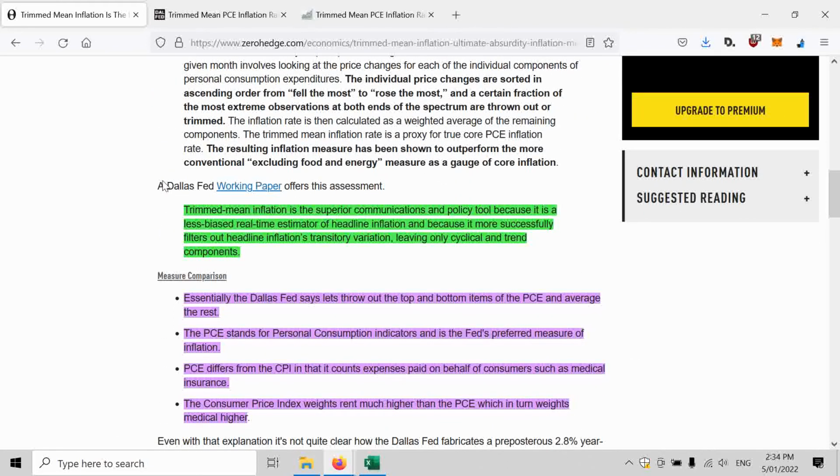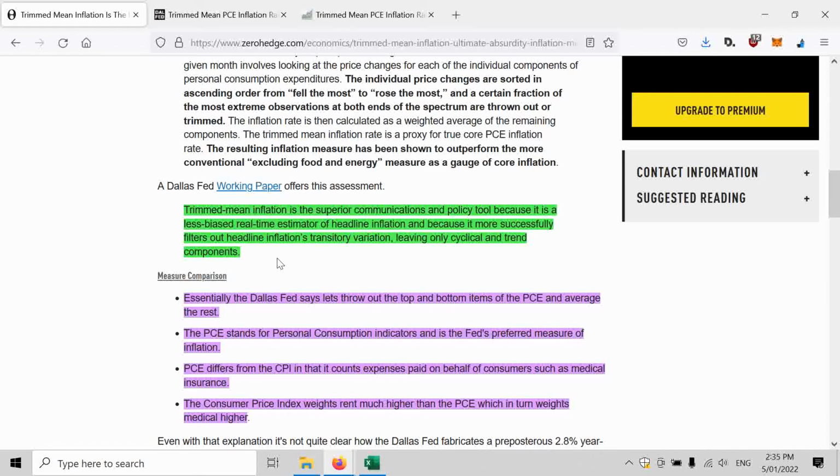A Dallas Fed working paper offers this assessment: trimmed mean inflation is the superior communications and policy tool because it is a less biased real-time estimator of headline inflation and because it more successfully filters out headline inflation's transitory variations, leaving only cyclical and trend components.